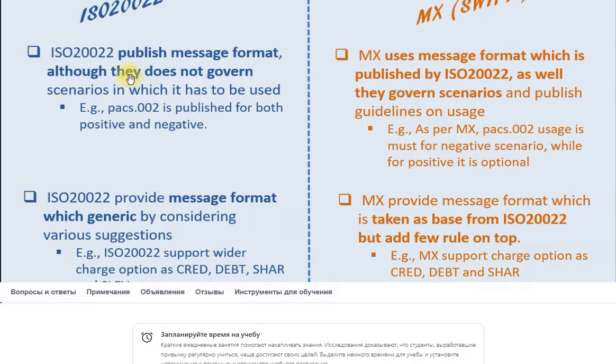ISO 20022 publishes various message formats, but they do not govern how it has to be used in which scenarios. So typically PACS.002 is used for a status report, but they do not say that it is used for only positive or negative. What MX has done, they have taken PACS.002, but they have indicated in their guideline that PACS.002 can be used for both positive and negative. They say that for the negative scenario it must be used, while for positive it is optional and the bank can either give it or not give it. It is an optional service.